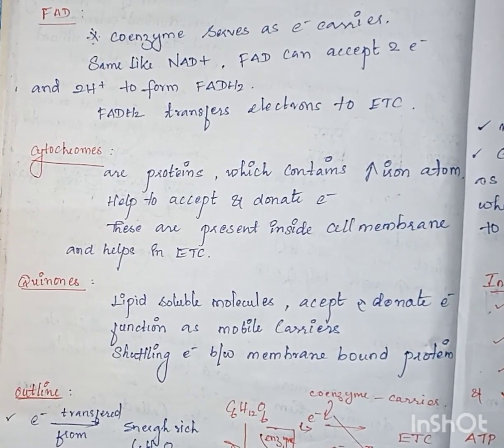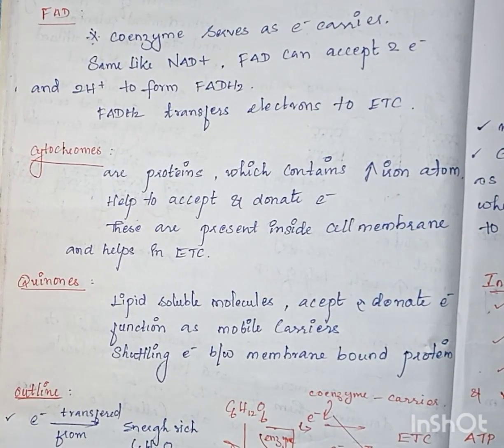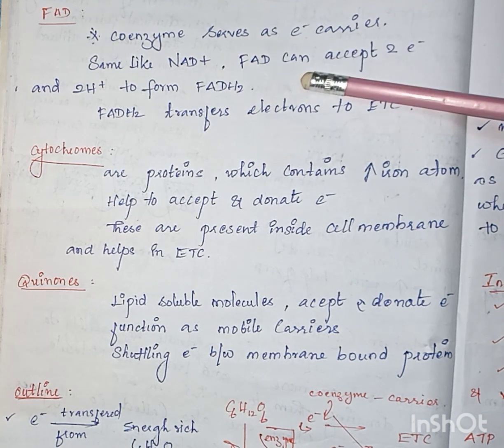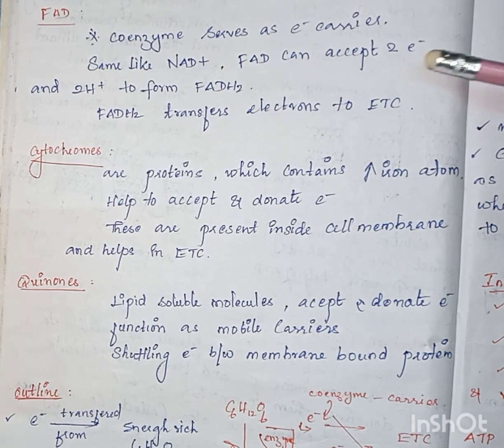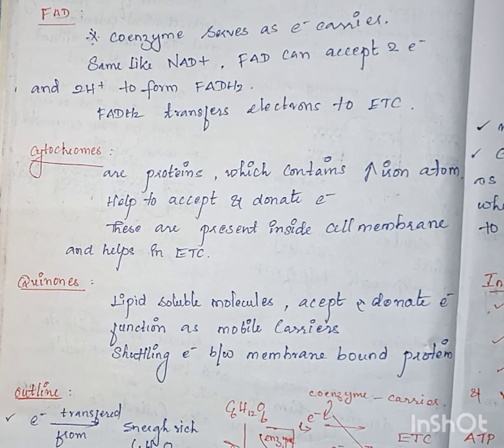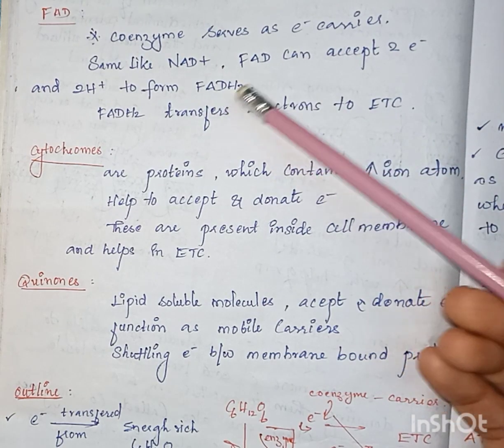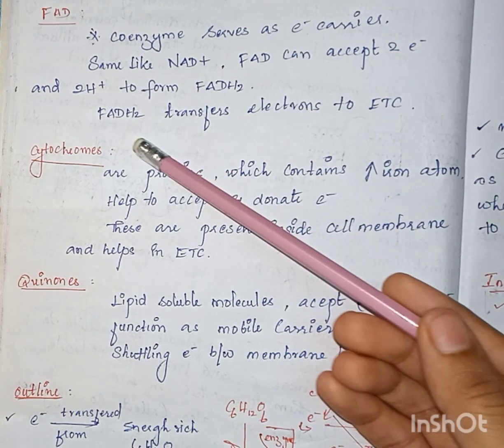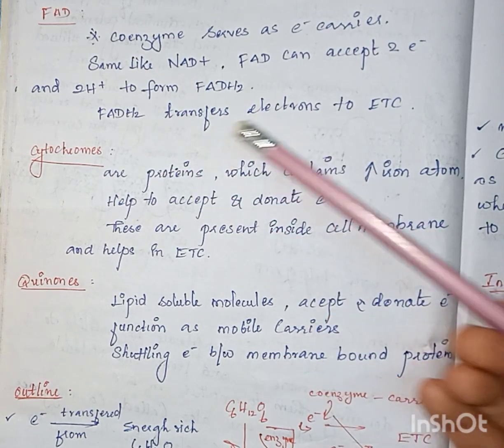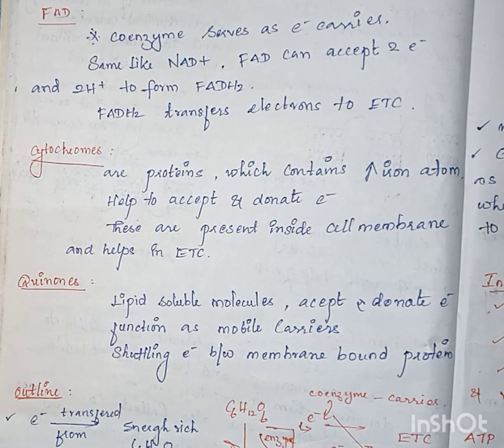The next electron carrier is FAD. It is an important coenzyme which serves as an electron carrier. Like NAD+, FAD can accept two electrons and two H+ ions to form FADH2. This FADH2 transfers electrons through the electron transport chain.